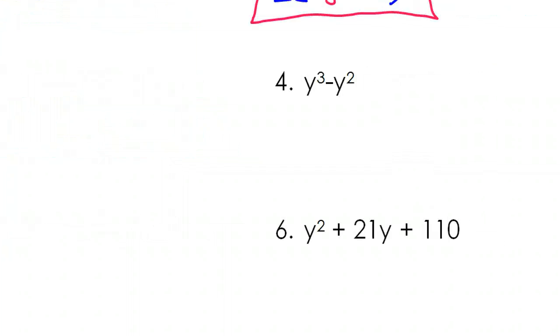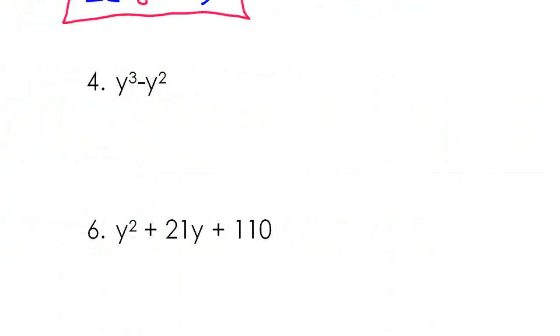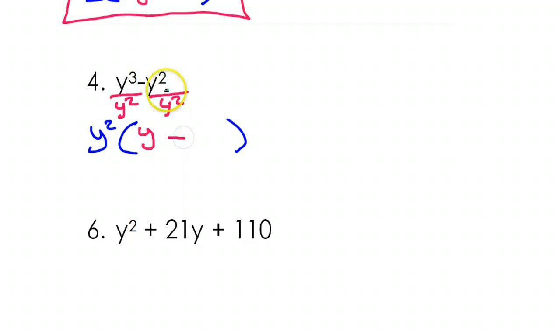Okay, how about number 4? Now I see something common. See all those y's? Both terms have y's in them. Go with the lower amount, okay? 2 y's. Both terms have at least 2 y's. So that means I can pull out y squared as my GCF. But then I need to divide by y squared. Y to the third divided by y squared is y. Now y squared divided by y squared is 1. Anything divided by itself is 1.